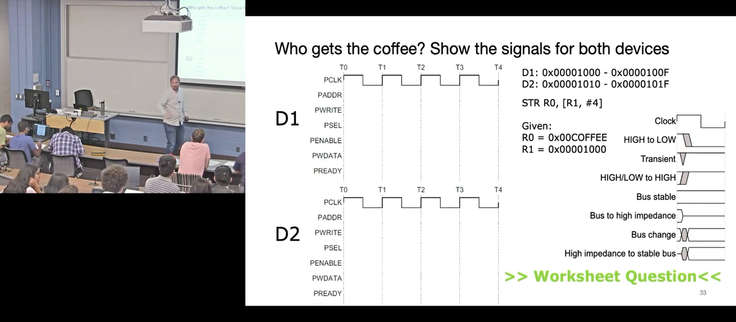D1 and D2. Because if we go back to the diagram before, the address lines go to all the peripherals, all the targets. So they all get the same address.